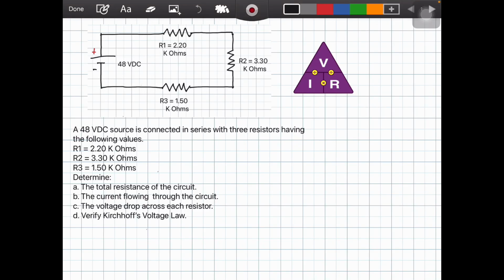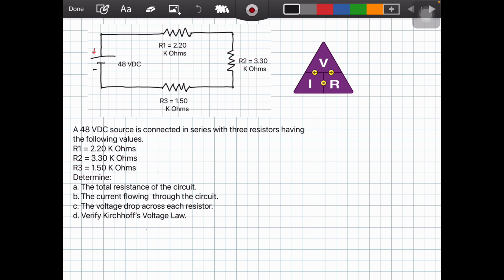We have a series circuit having 3 resistors and a voltage supply of 48 volts DC. R1 is 2.20 kilo ohms, R2 is 3.30 kilo ohms, R3 is 1.50 kilo ohms. We need to determine the total resistance, the total current flowing through the circuit, the voltage drop for the 3 resistors, and verify Kirchhoff's voltage law.